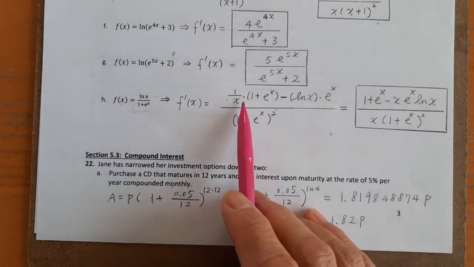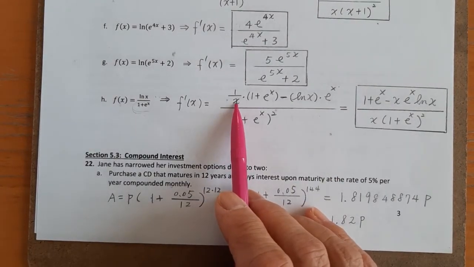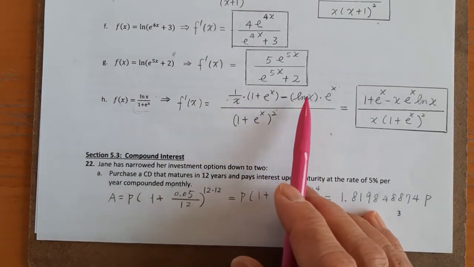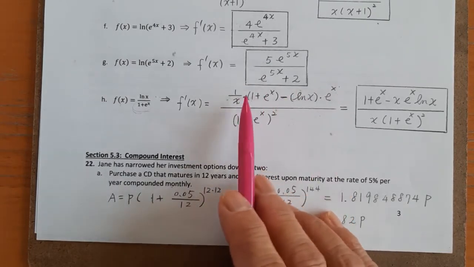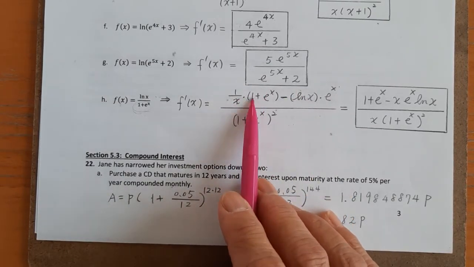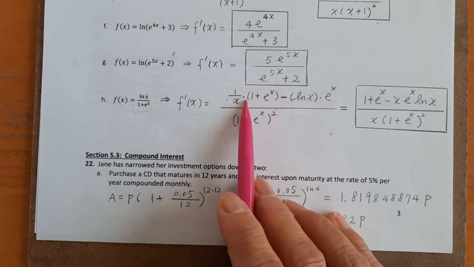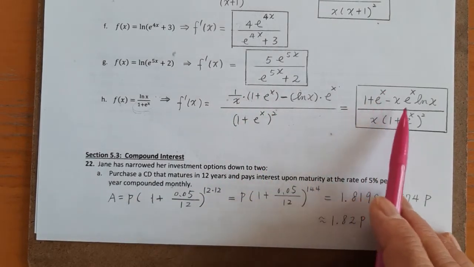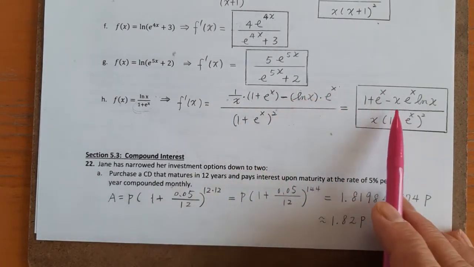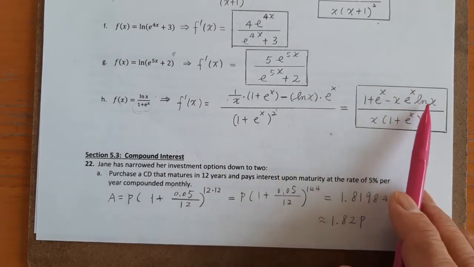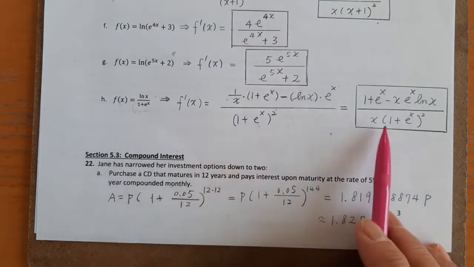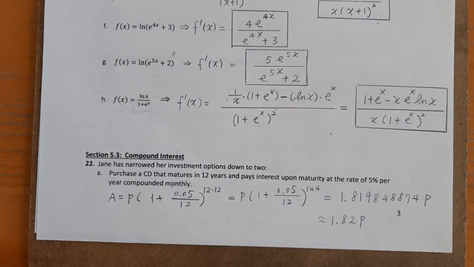And here has a denominator x, so both sides times x. Distributing, the first term times x, x cancels, remaining this 1 plus e to the power x, minus this term times x, x times e to the power x ln x, and then the denominator times x. I got this.